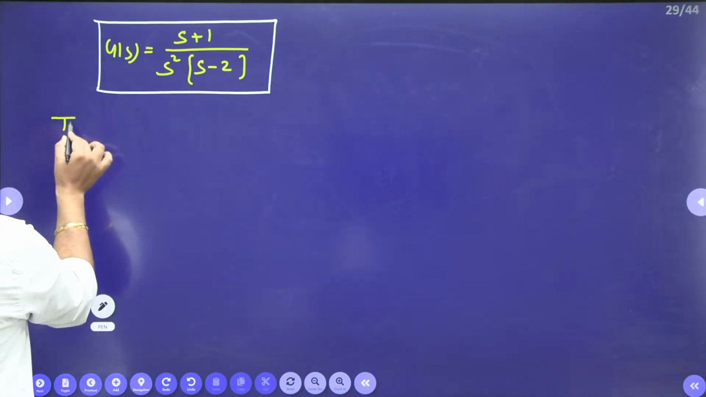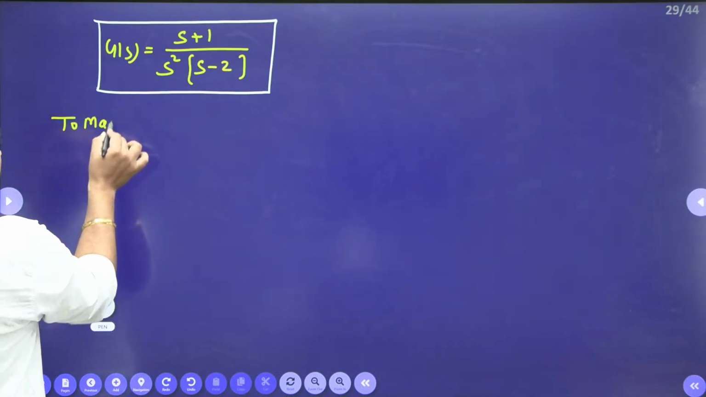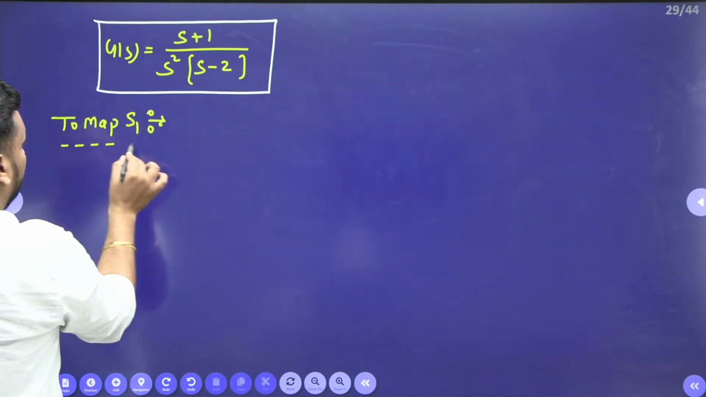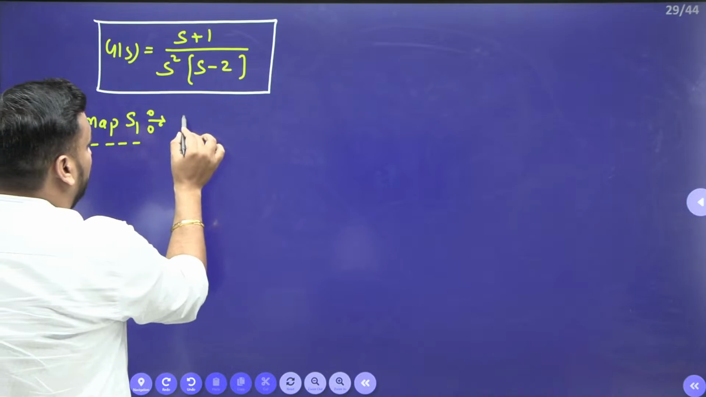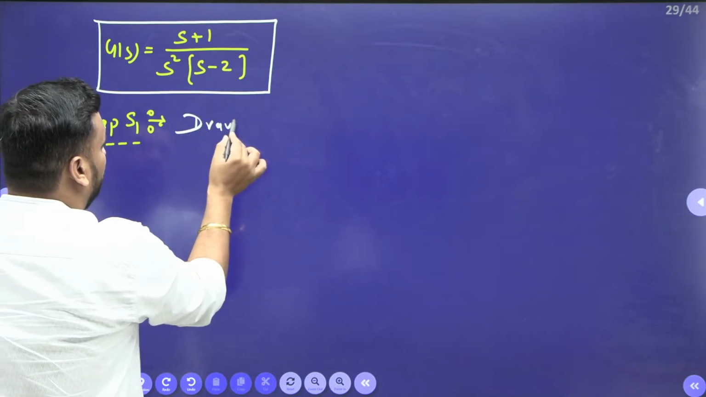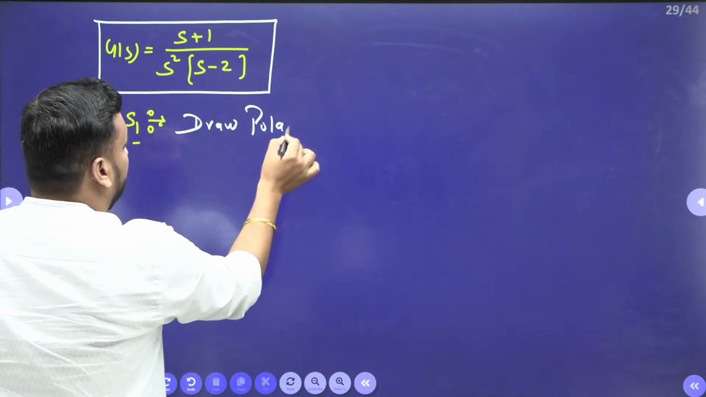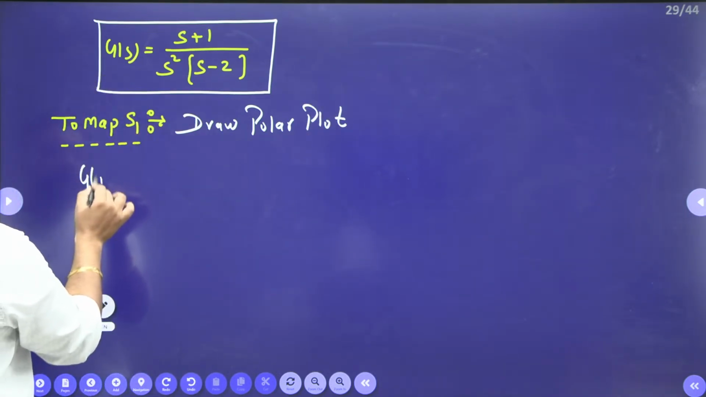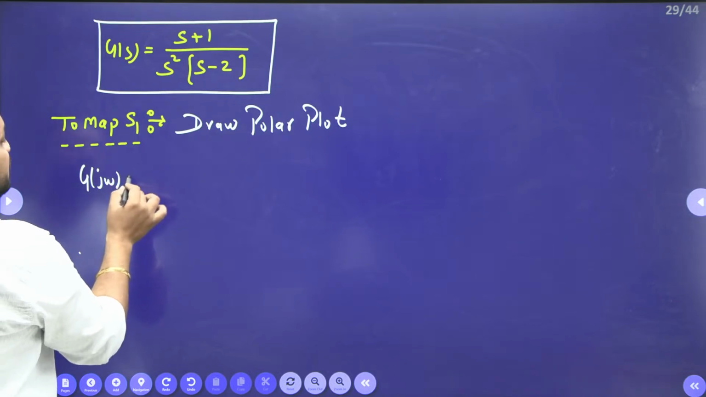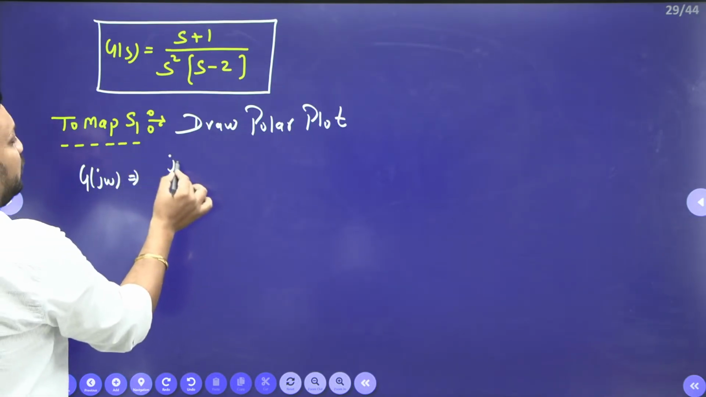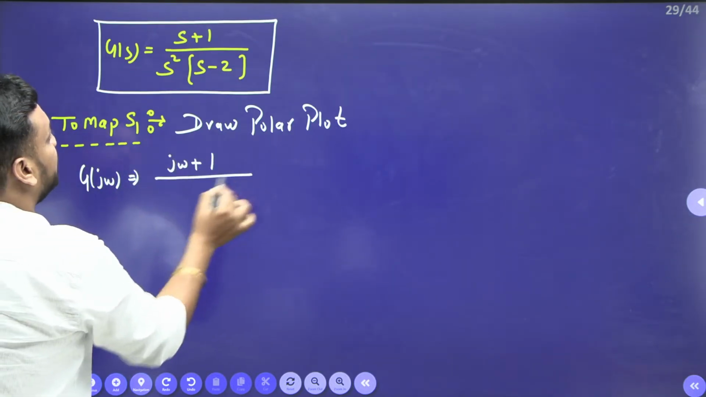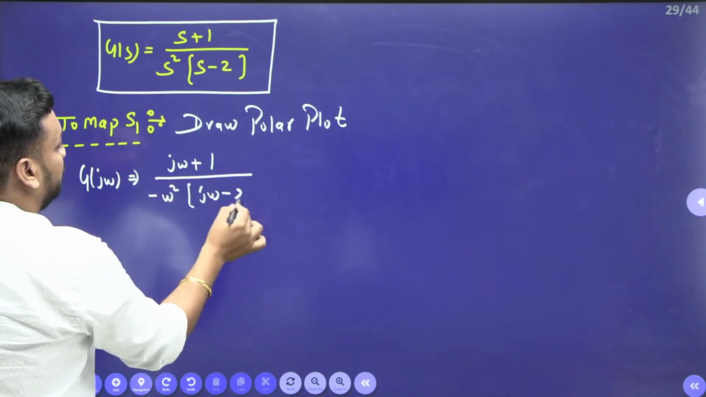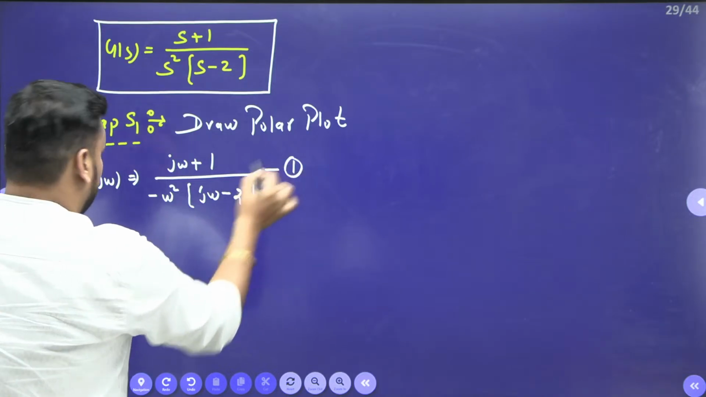So first of all, I am writing step number 1, that is to map S1. To map S1, student, you have to draw the polar plot. So you should write here step number 1, draw polar plot. And to draw the polar plot, you have to follow 5 steps. What are the 5 steps? The first step is j omega. In place of S, you need to put j omega. So you will write (j omega plus 1) upon (minus omega square)(j omega minus 2). This is my equation number 1.